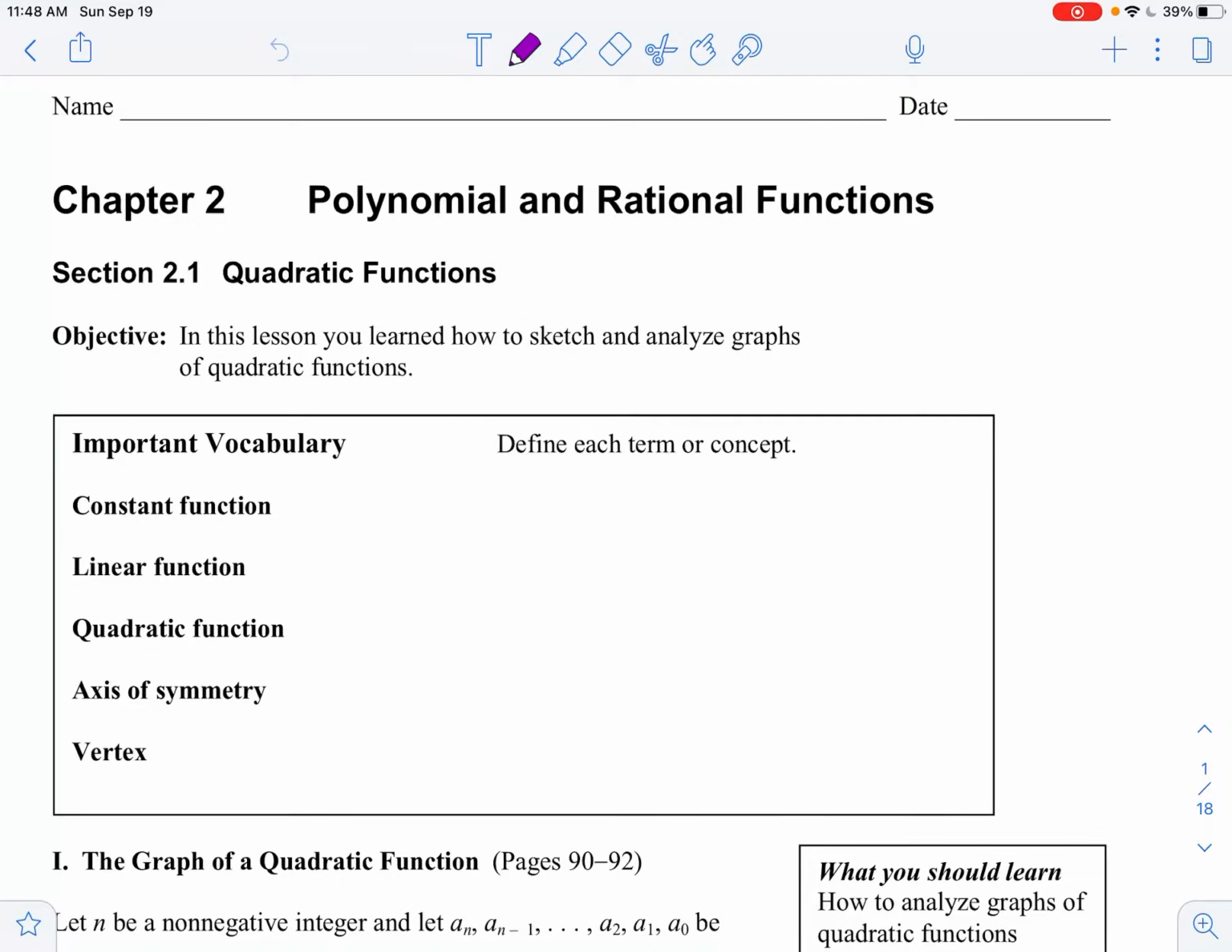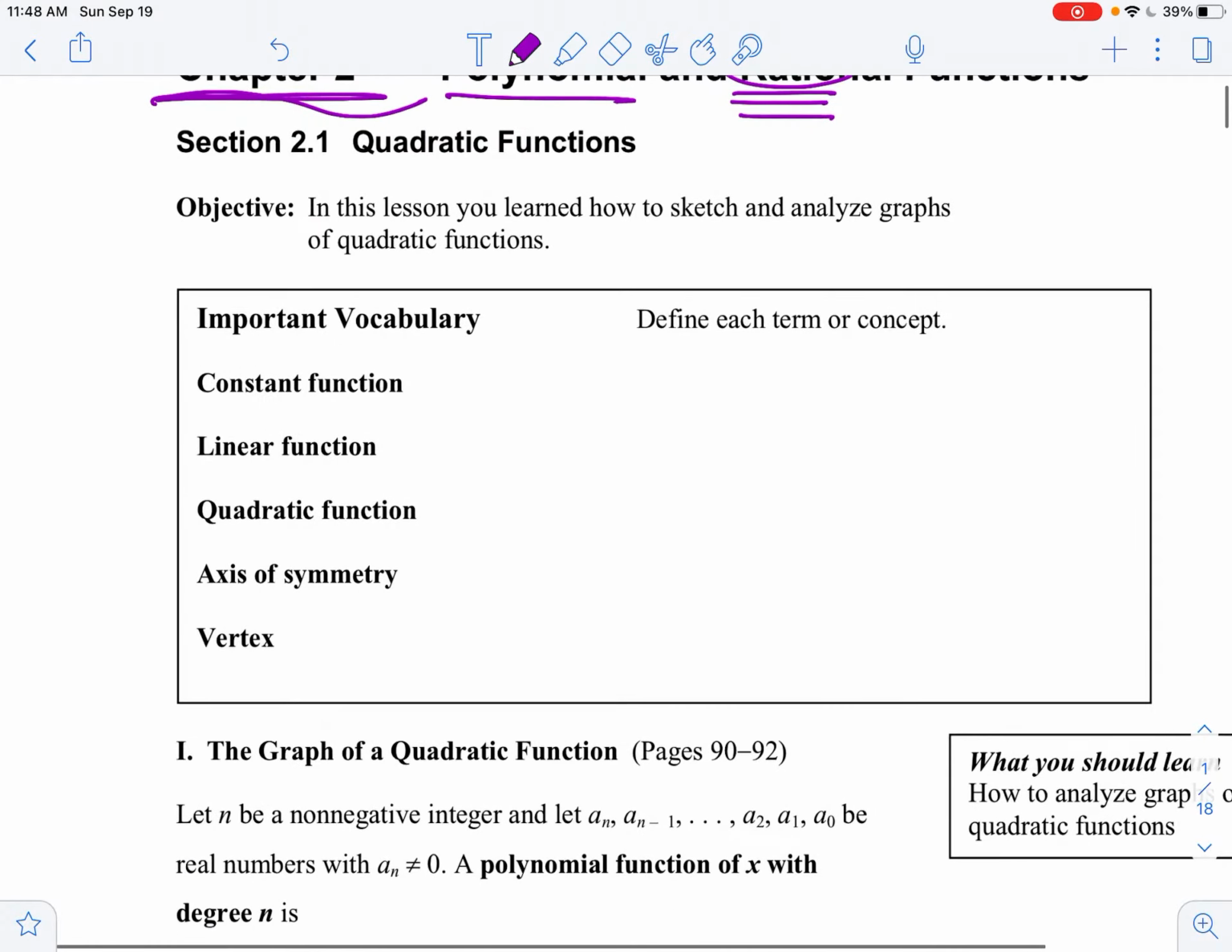Hey everybody, we are starting chapter 2. We're talking about polynomial and rational functions. Remember, rational, the root word is ratio. So that just means when we have something that looks like a fraction in a function. So here's some important vocabulary.